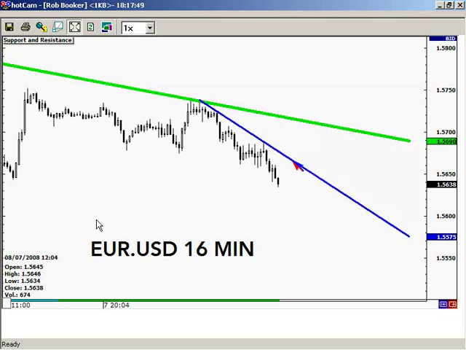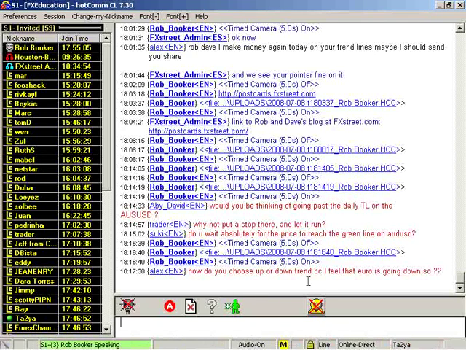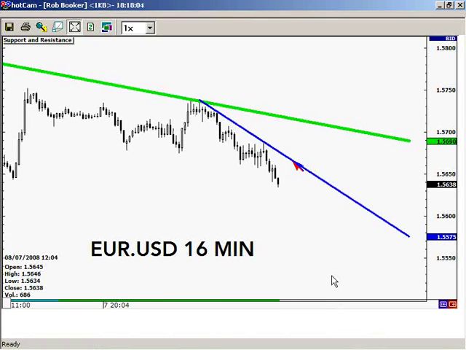Alex asks, how do you choose up or down trend? Because I feel that the euro is going down. Good question. The two trendy system is always a counter trend system. It's always going to go against the trend. Remember, in the Australian dollar that we just looked at, on the daily and on the 4-hour, it was moving up. It's not a trend following system. It's a counter trend system.